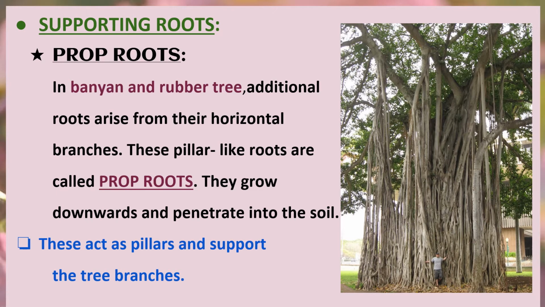In banyan and rubber tree, additional roots arise from their horizontal branches. These pillar-like roots are prop roots. They grow downwards and penetrate into the soil. As a result, they act as pillars which support these heavy tree branches.